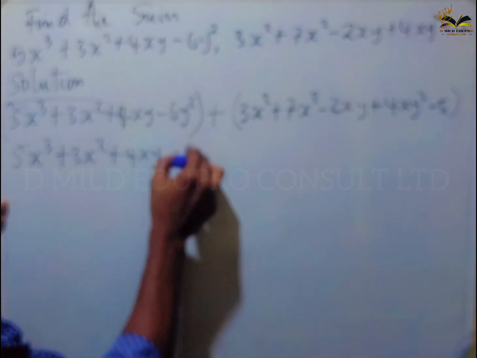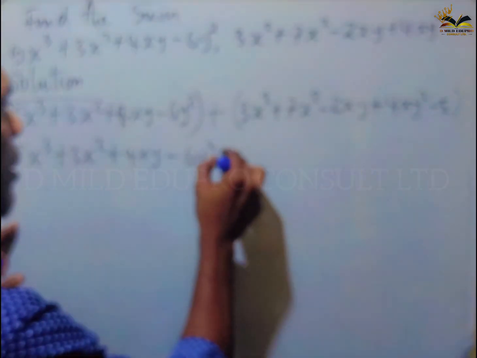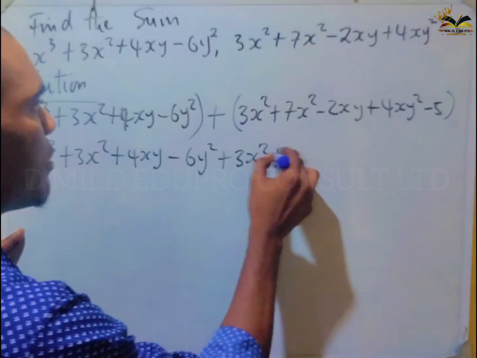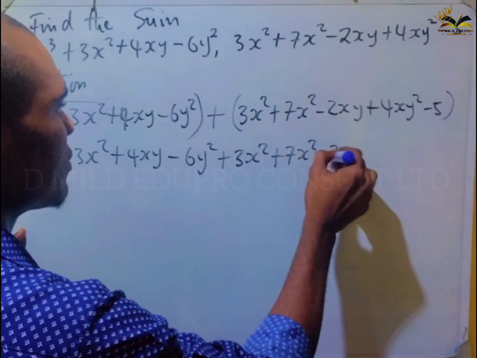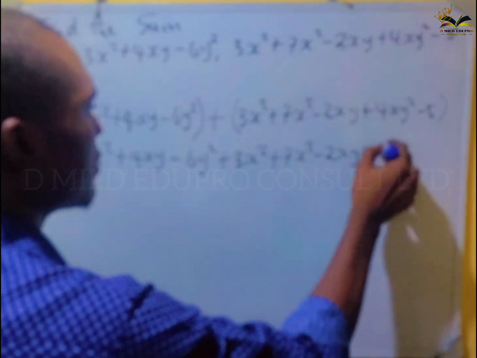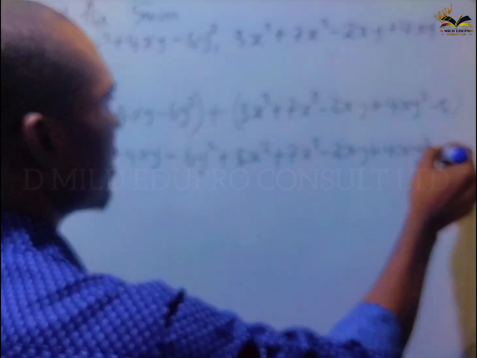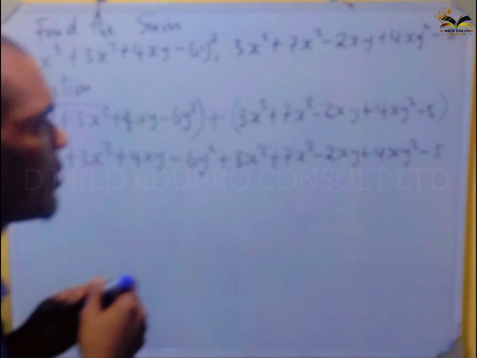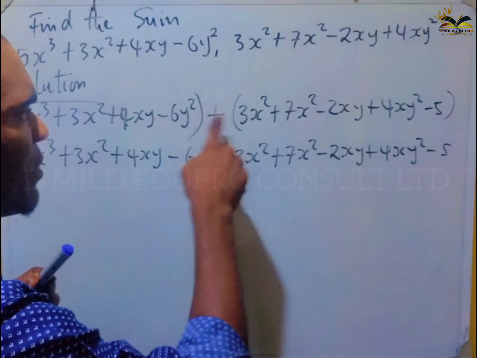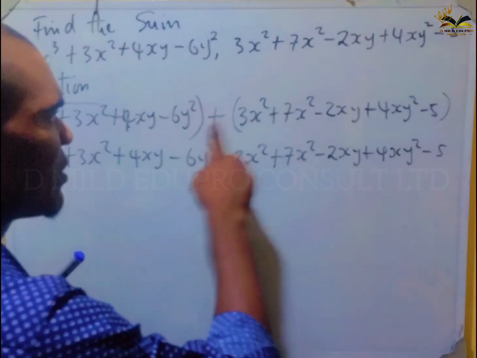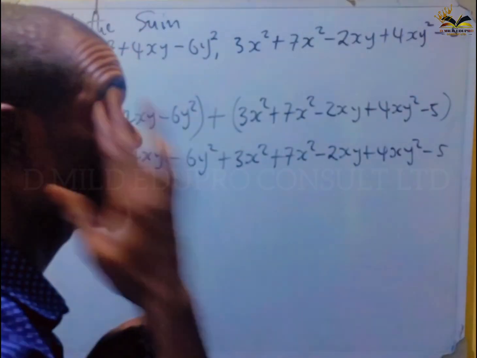So we now open the bracket and bring everything together. So we have 5x^3 + 3x^2 + 4xy - 6y^2 + 3x^2 + 7x^2 - 2xy + 4xy^2 - 5. Now, why are we having plus? Plus times minus is minus, plus times plus is plus, and so on and so forth.